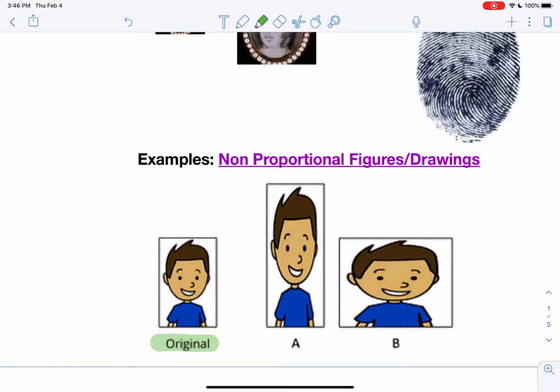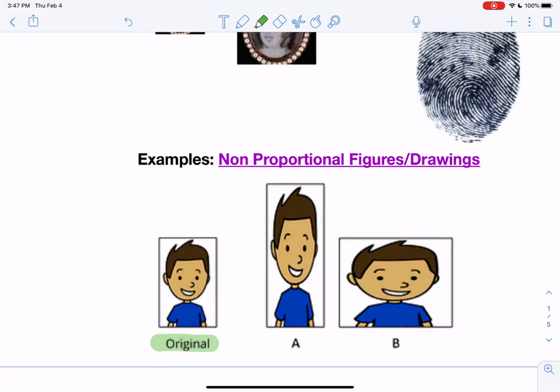And what happens is instead of getting the exact same image that's proportional and bigger, now the shape has changed because they didn't multiply all the sides by the same number. They didn't multiply by a scale factor that worked with all the sides. And then if you look at B, it's the opposite. Instead of stretching it, they widened it. But once again, not all the sides in the image were multiplied by the same number. So there's no scale factor.